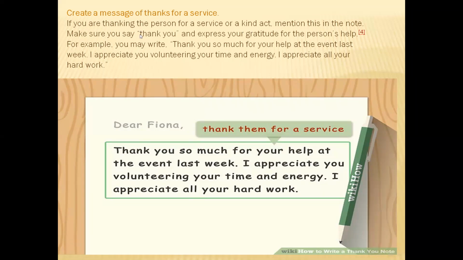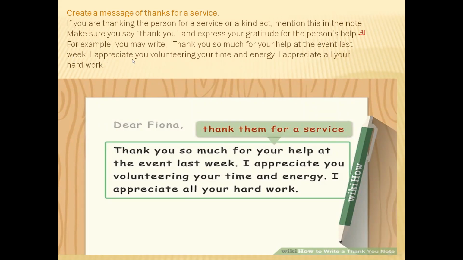Make sure to say thank you and express your gratitude for a person's help, for the person that helps you to do something. For example, you may write, "Thank you so much for your help at the event last week." If you look here, for example, it seems from the message that someone was helping another person in an important event. So she was thanking him for his help.